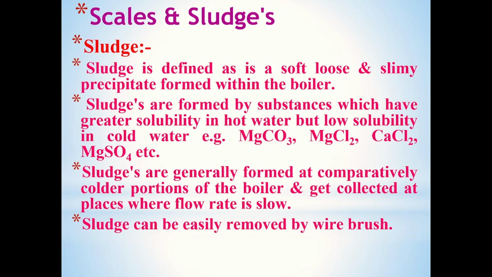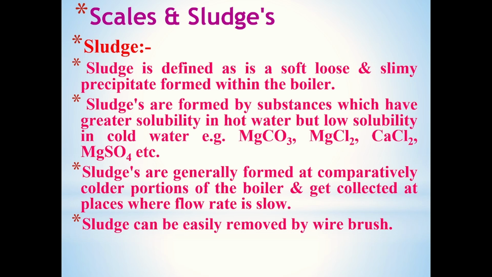So what happens in the boiler? Water gets evaporated, leaving behind the impurities. At one point, the impurity concentration in the water gets saturated, and at that point the impurities come out from the water as a precipitate, and depending upon the nature of that precipitate, it is called scale or sludge. If the formed precipitate is soft, loose and slimy, then it is called a sludge. If the precipitate is hard, sticky and strongly adherent to the inner walls of the boiler, then it is called a scale. Let us discuss first the sludge and then the scale.